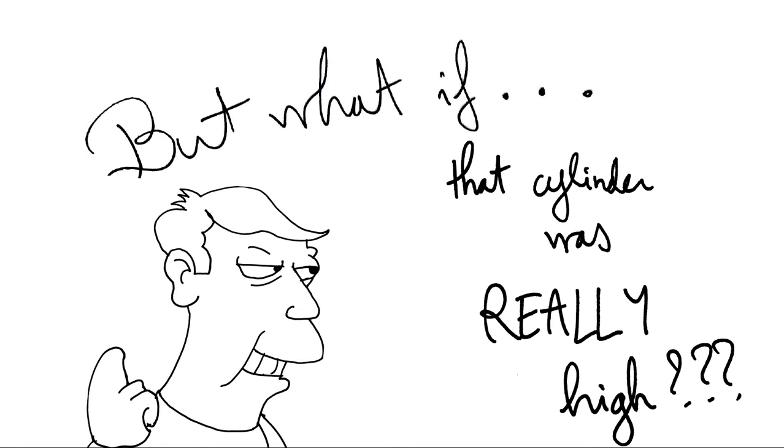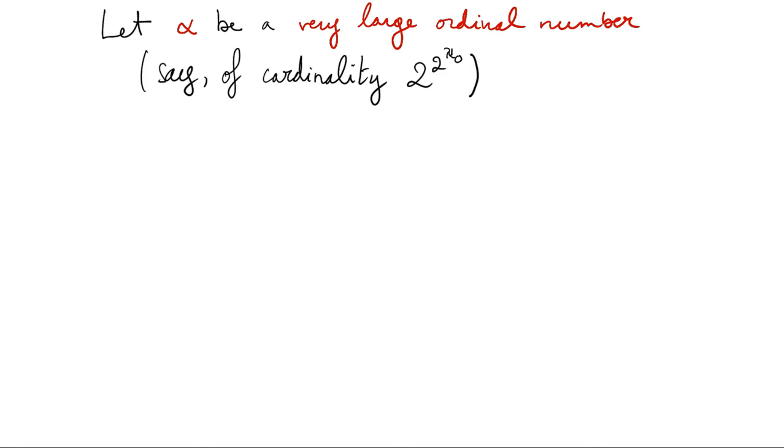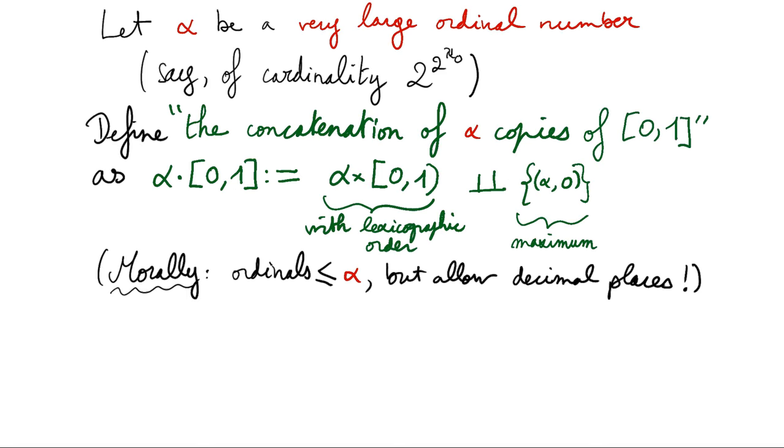I mean really tall. For this, let alpha be a very large ordinal number. For safety, you can take alpha to be an ordinal of cardinality 2 to the cardinality of the continuum. Now consider the standard closed interval from 0 to 1, and define the concatenation of alpha copies of that interval. We define it, technically, as the Cartesian product of the ordinal alpha with the half-open interval from 0 to 1, equipped with the lexicographic order, to which you adjoin a single point that will be the maximum.